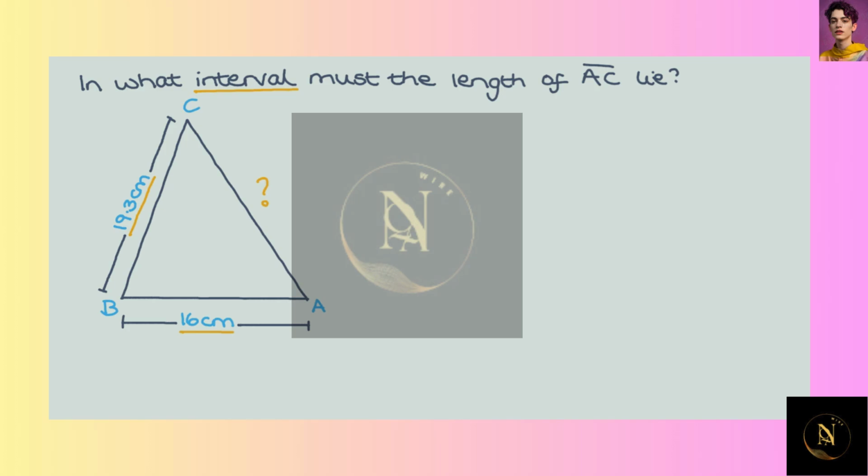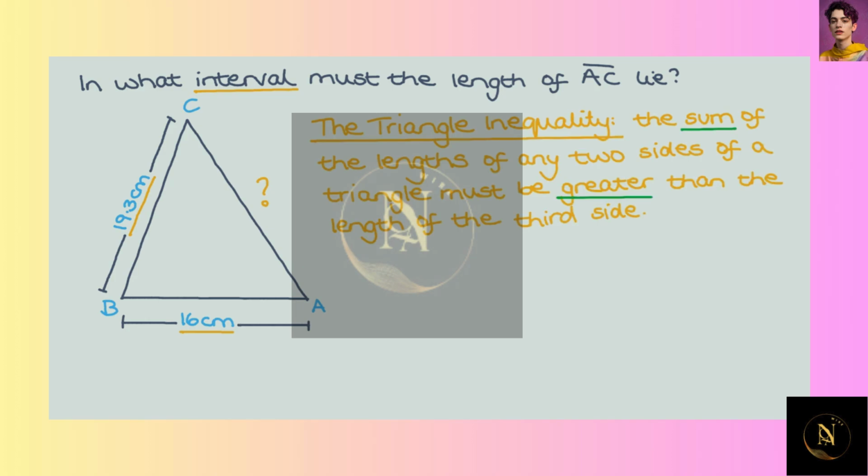This suggests that we're going to be using the triangle inequality to answer this question, so let's recall what the triangle inequality tells us. The sum of the lengths of any two sides of a triangle must be greater than the length of the third side. For our triangle, this means there are three statements that must be true.